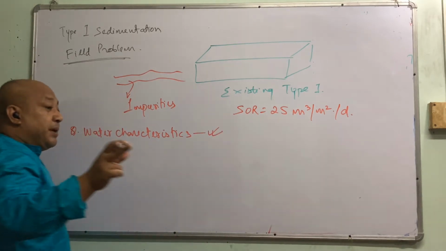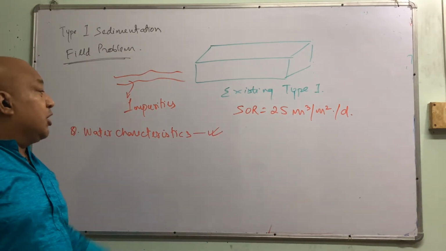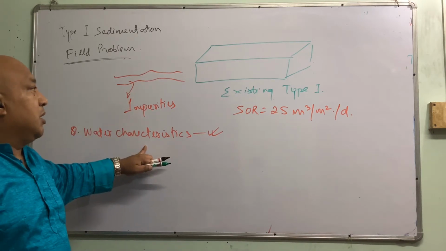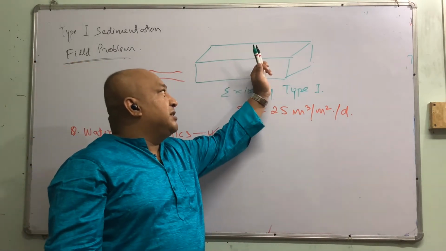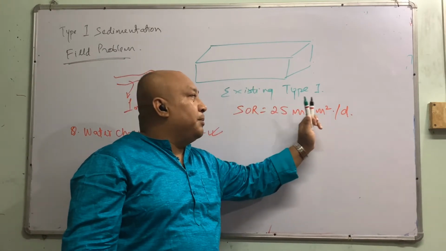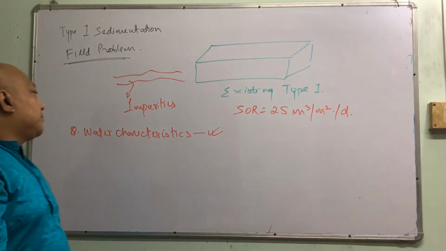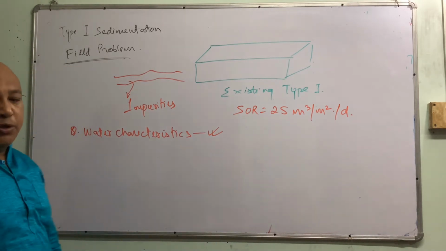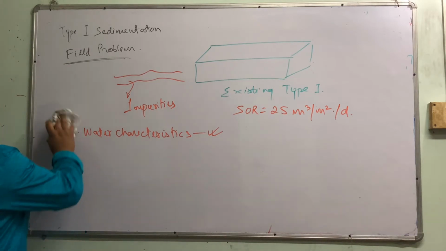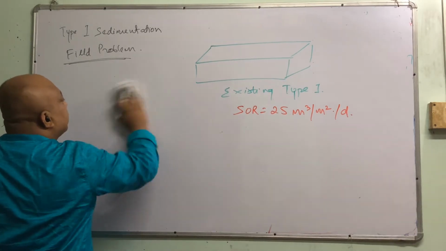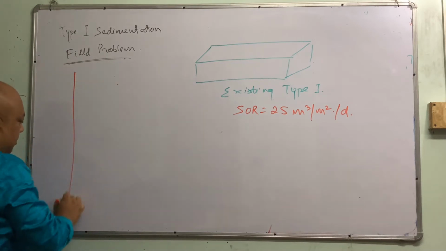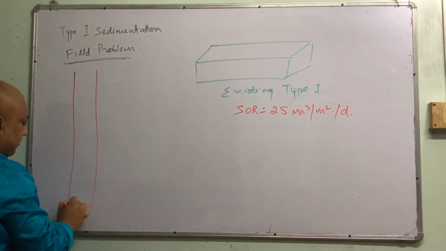Given means, being an environmental engineer, you have to find out the incoming wastewater at present. And you please find the efficiency of the grit chamber that was already designed with 25 meter cube per meter square per day. So what is the first thing you will do? The first thing is simple. You take a column.